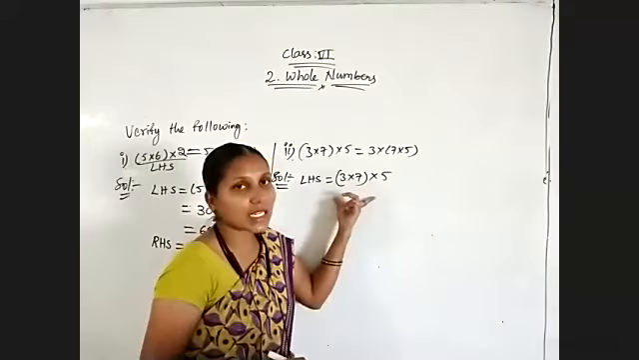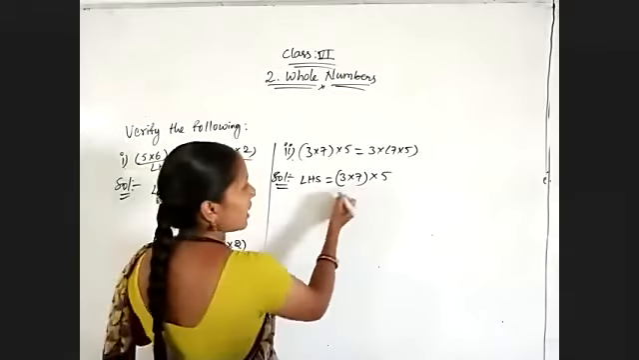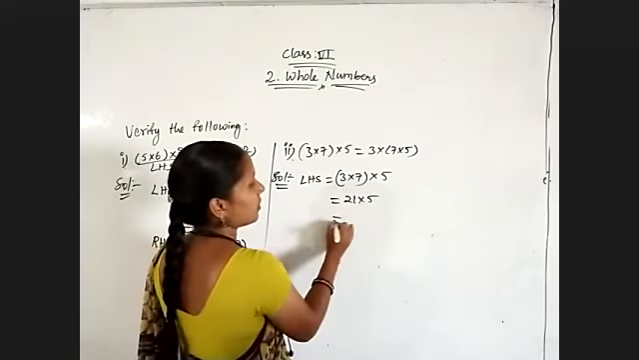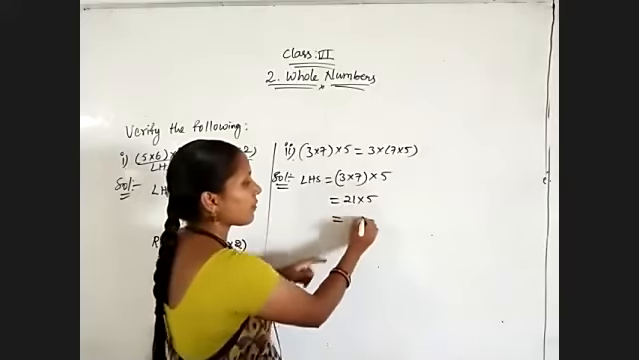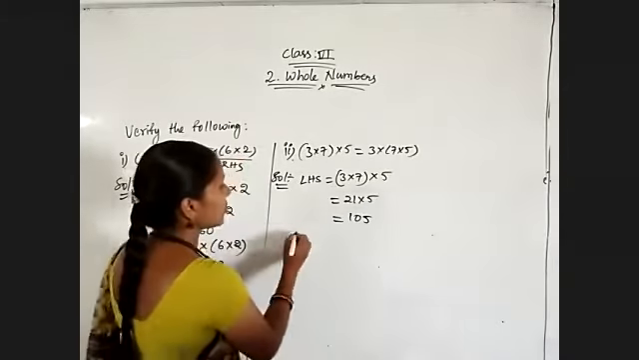So which property is it? Associative property over multiplication. So 3 7s are 21, into 5. Now 5 1s are 5, 5 2s are 10, 105. Then coming to the RHS value.